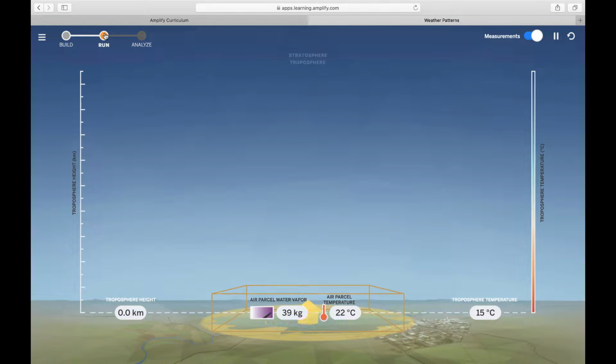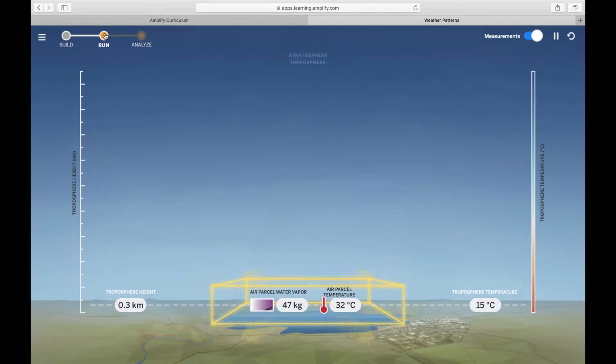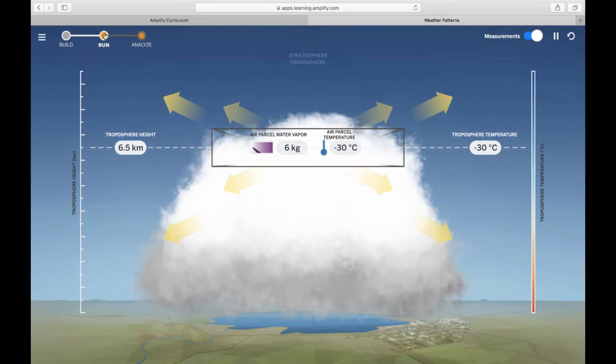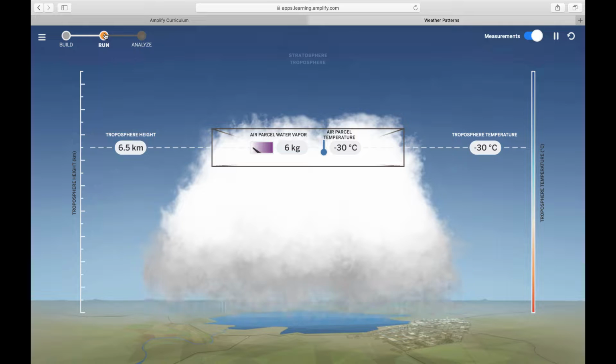So if you notice, it's warming up. We started at 15 degrees Celsius. It's warming up, climbing up into the troposphere. As it goes up, we hit 6.5 kilometers. Now we are raining out down below. And there we have it.